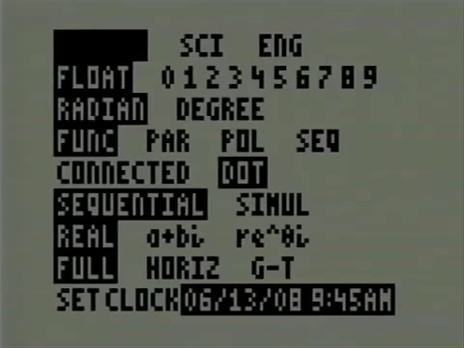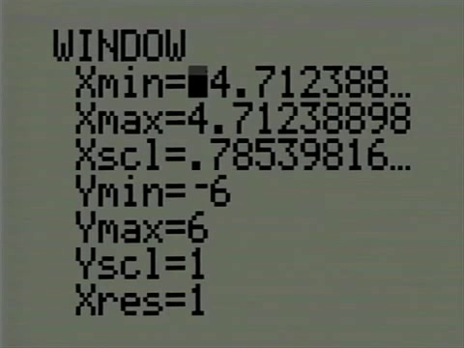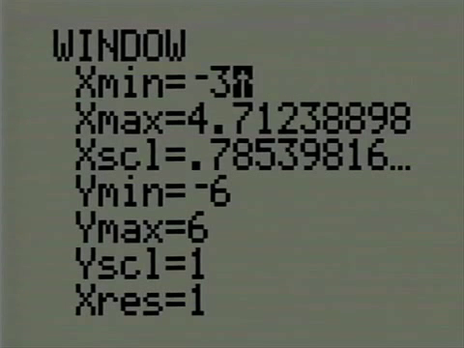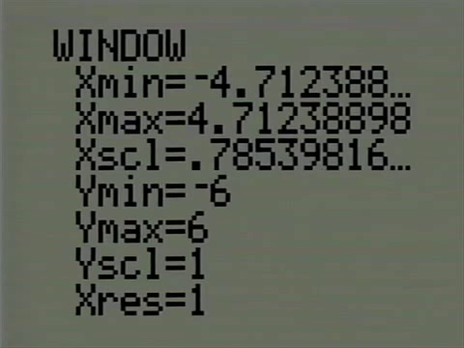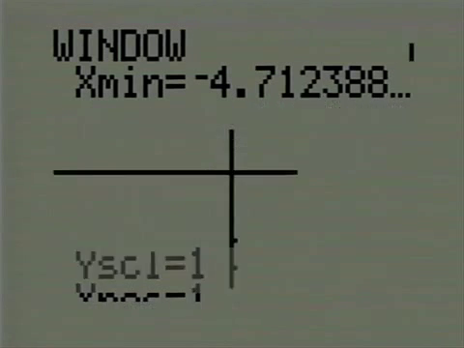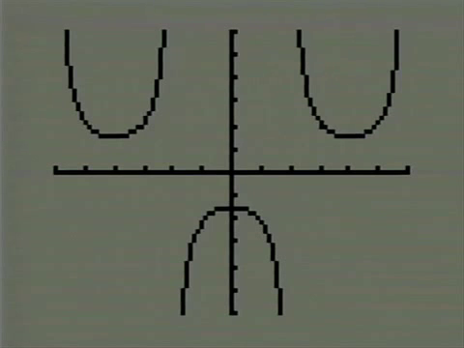Check your mode to make sure you're in radians and dotted so the calculator doesn't try to draw this connected. Take a look at the window, and what I've set as a window is this negative 4.7. If I enter negative 3 pi divided by 2, and move to the next value on the screen, you can see that what I've entered is negative 3 pi over 2, positive 3 pi over 2. As my scale, I have pi divided by 2, and it is this 0.78 decimal, and so forth. So let's take a look at the graph. And what we see is the graph of 3/2 cosecant of x minus pi over 2.